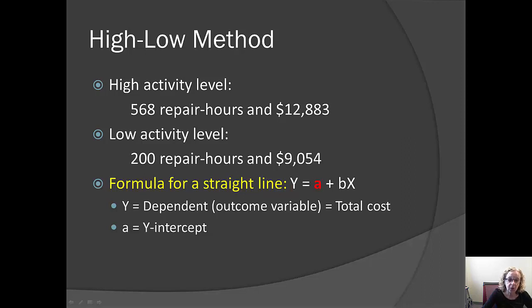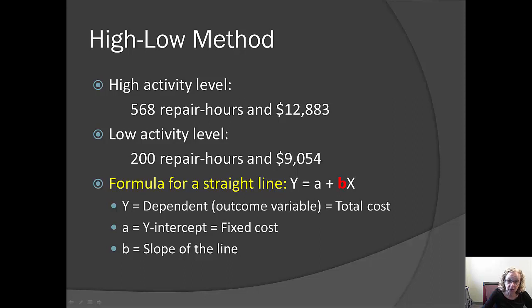A is what's called the y-intercept. That is the point where a straight line crosses the y-axis. In our methodology, that represents the amount of fixed cost, the amount of cost that would be there even if our activity level is 0.